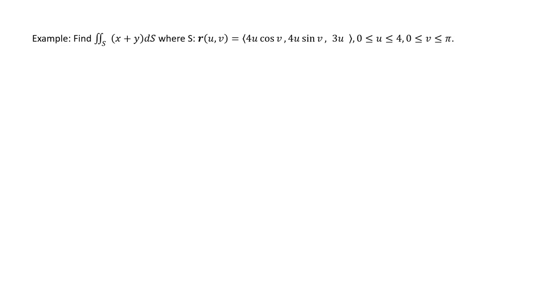All right, so let's do one example in parametric form. We are going to try to integrate the function x plus y over the following surface. R is 4u cosine v, 4u sine v, 3u. So we could eliminate the parameter and see if we could just work in terms of x's and y's, but because we're already given this surface in parametric form, we might as well try to work with it in parametric form.